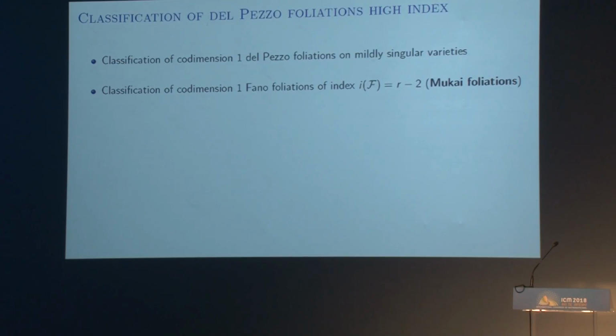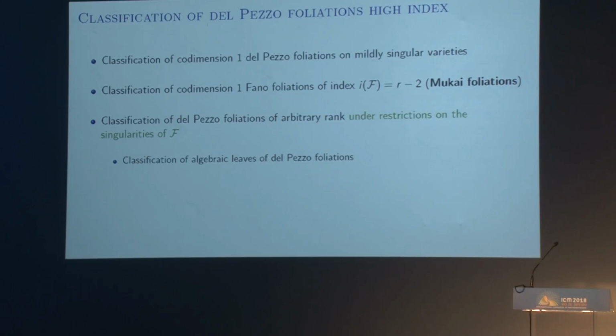And now I want to say a little bit about our classification results for del Pezzo foliations with arbitrary rank. Historically, most of the theory of foliations has been developed for either foliations by curves on varieties or codimension 1 foliations. But now we developed some tools that also work in arbitrary rank, but in order to get a classification, we had to impose some restrictions on the singularities of F. I don't want to be too precise here, but let me say something.